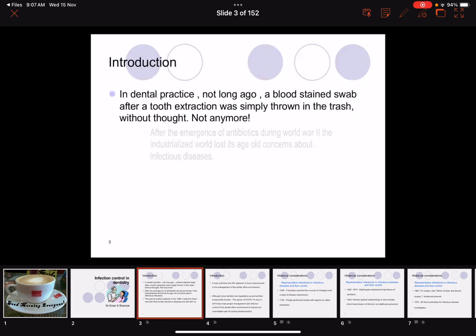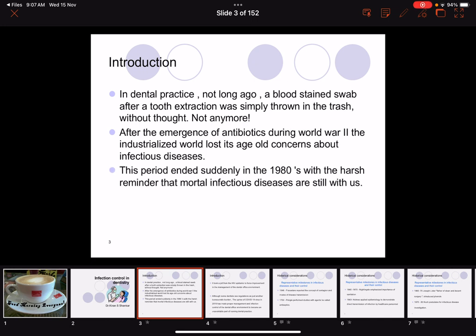Not long ago in dental practice, a blood-stained swab after tooth extraction was simply thrown in the trash without thought. Not anymore. After the emergence of antibiotics during World War II, the industrial world lost its age-old concerns about infectious disease. But infectious diseases are still with us.